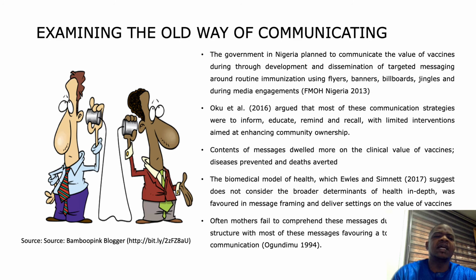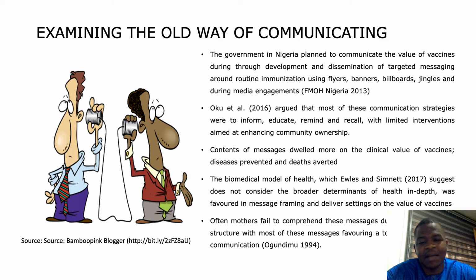So let's look at the old way of communicating. If you look at how Nigeria plans to communicate, it's through development and dissemination of targeted images around immunization using flyers, banners, billboards, jingles, and during media engagements. This can work, but are there other ways we can do better? That's what we would identify after examining this old way. Then we can see what are the newer ways we can profile. Oku et al. 2016 argued that most of these communication strategies were to inform, educate, remind, recall, with limited intervention aimed at enhancing community ownership.